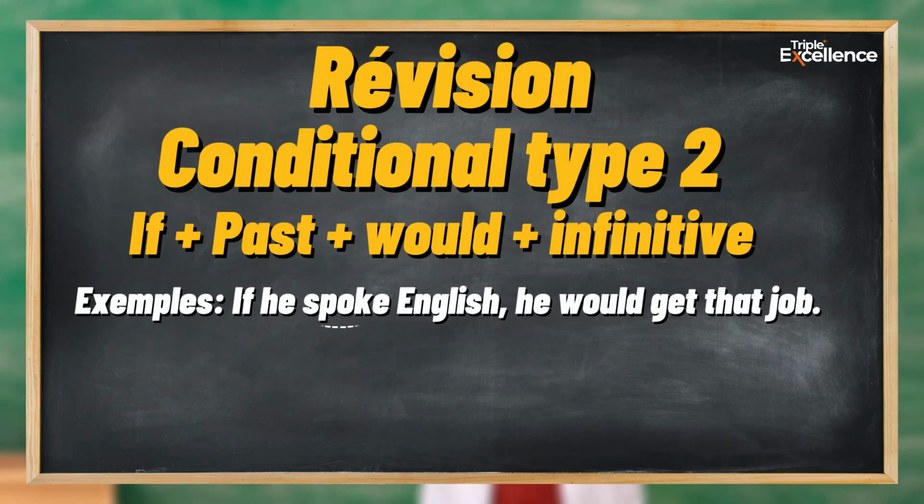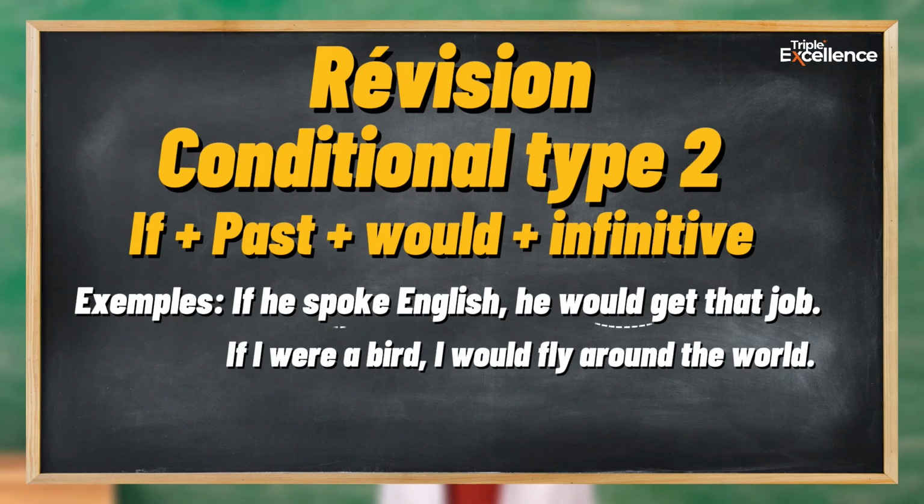Spoke is the past tense of the verb to speak. So we have if plus the past tense of the verb to speak, which is spoke, and you have would plus the infinitive form of the verb to get, which is get. So would get. Spoke, and would get. If I were a bird, I would fly around the world.